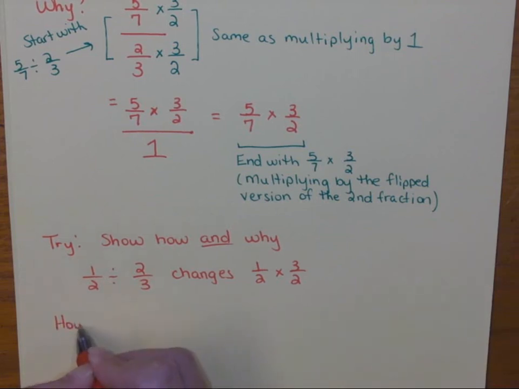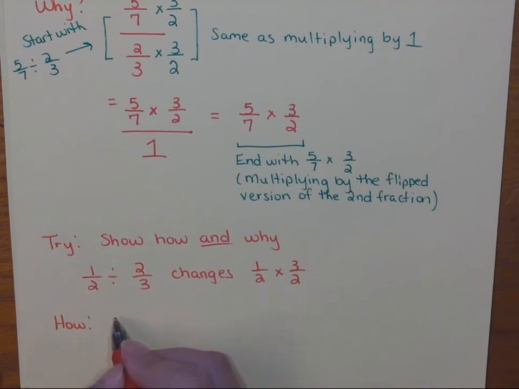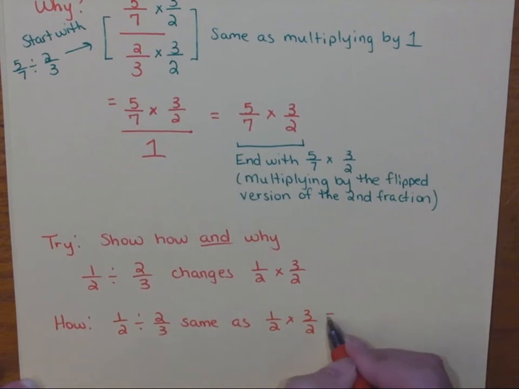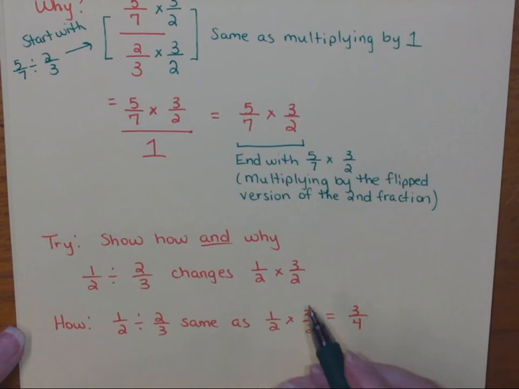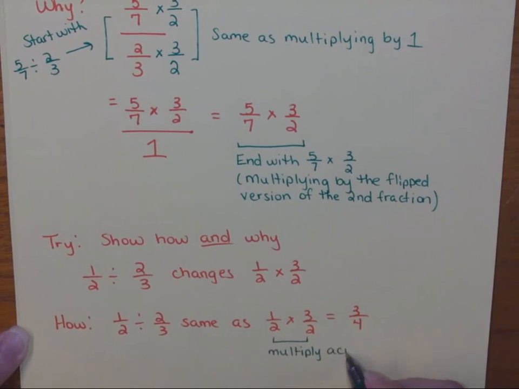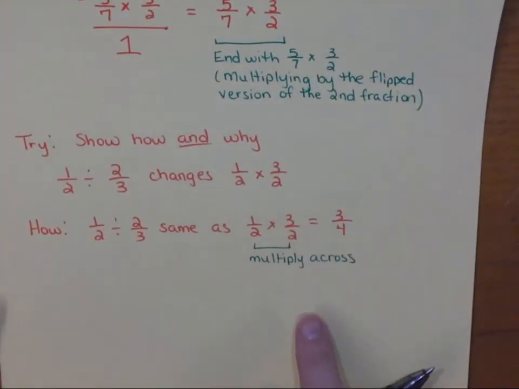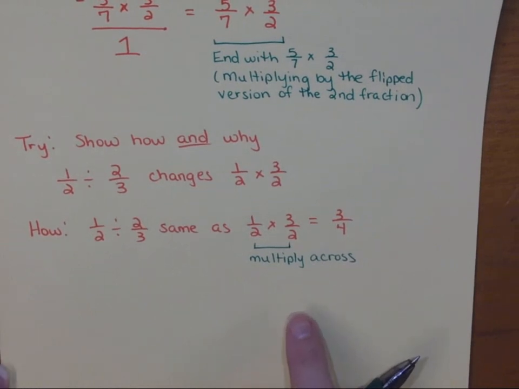So hopefully you paused it and worked on that on your own. So the how is that 1/2 divided by 2/3 is the same as 1/2 times 3/2. And then we just multiply across, right? We get 3/4. So if we're going to explain what we did, let's make sure we do that. Like I said, it's not that this method is difficult, it's that a lot of students forget it.